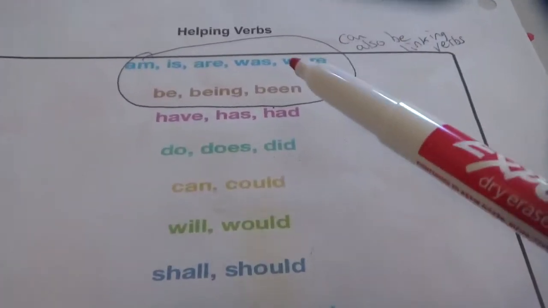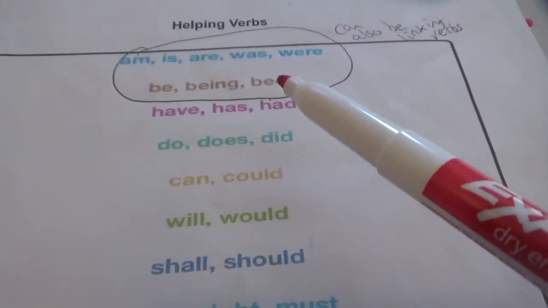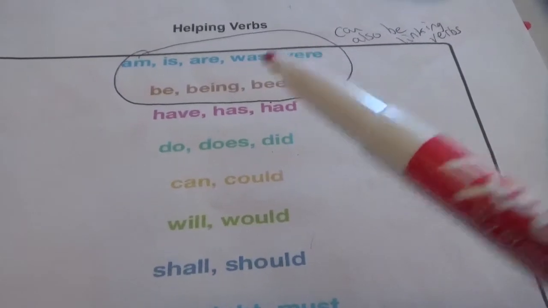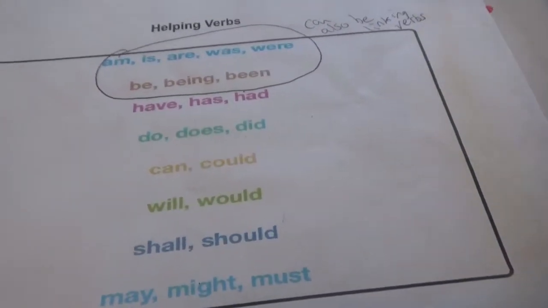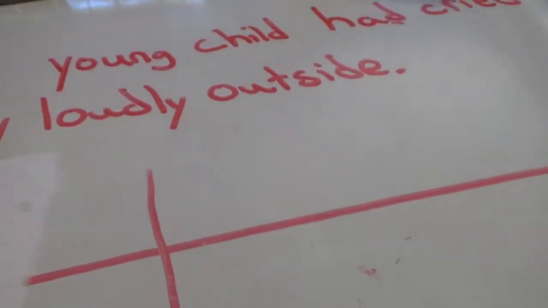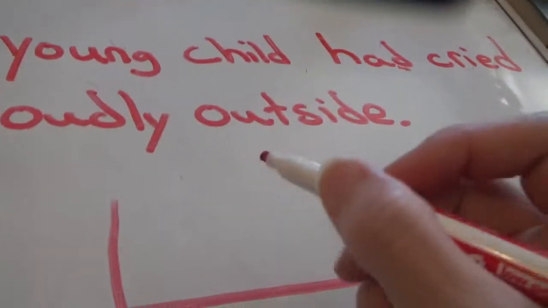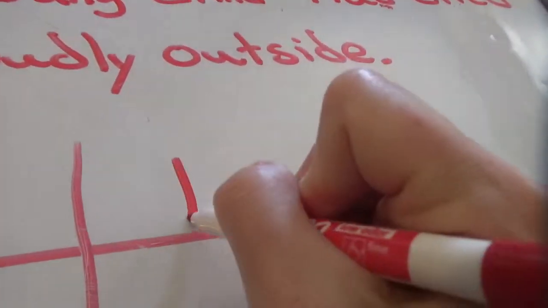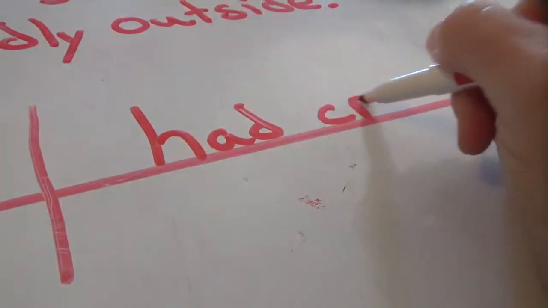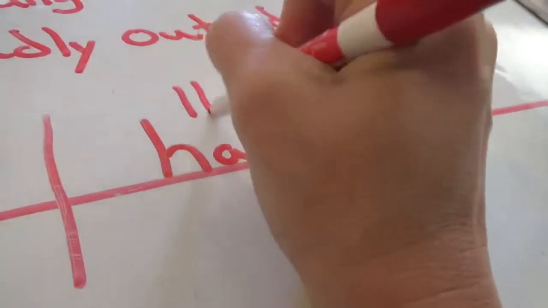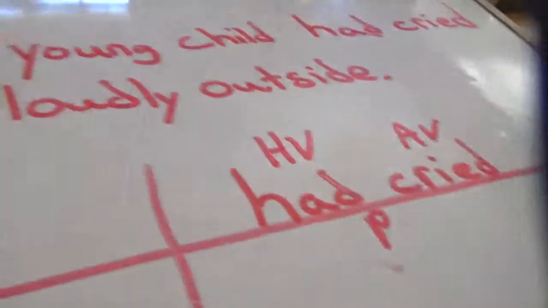Now remember the ones that I've circled up here, am, is, are, was, were, be, being, been, the forms of be. They can also be linking verbs when they're used as the main verb. But when it's used with an action verb, it's a helping verb. It's helping that verb with the meaning of the sentence. So we have our verb phrase, then, is had cried. So that is the simple predicate. Had cried. Had is a helping verb. Cried is an action verb. That is our simple predicate. The whole verb phrase is a simple predicate.